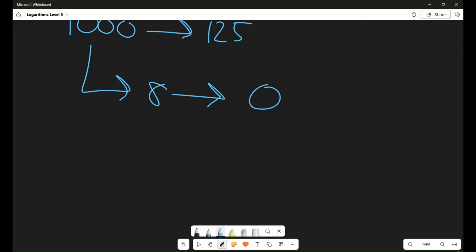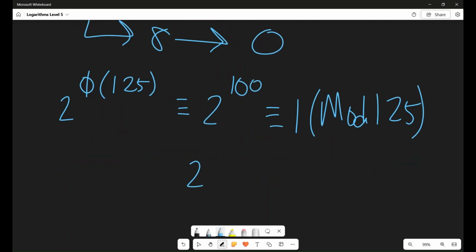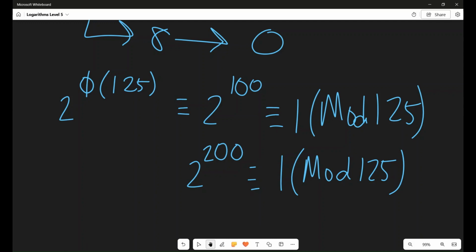So for this, we will use the Euler's Totient theorem. So we can say that 2 to the power of totient of 125 is congruent to, and obviously the totient of 125 is just 100, and that is congruent to 1 mod 125. Now from this, we see that 2 to the power of 200 is also congruent to 1 mod 125. But we have to remember that x is 2 to the power of 192, which is obviously less than 2 to the power of 200.